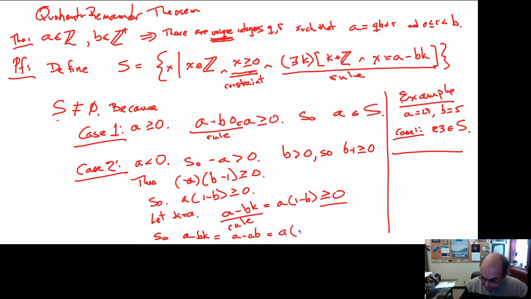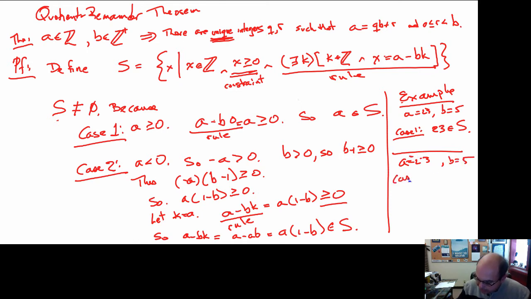Or I guess I can also write it as a times 1 minus b. I mean, these are all the same number. They all belong to the set S. Right? So a is equal to 23. Actually, let's make that minus 23. What am I saying? And b is equal to 5.